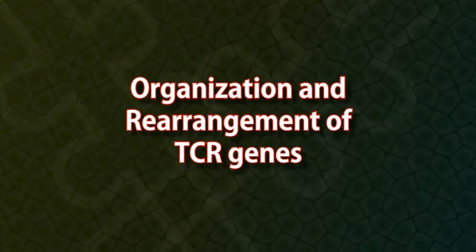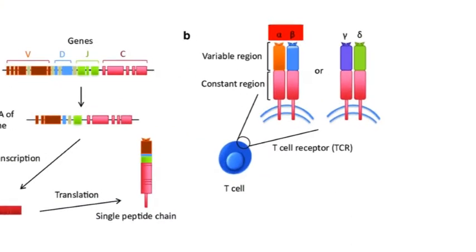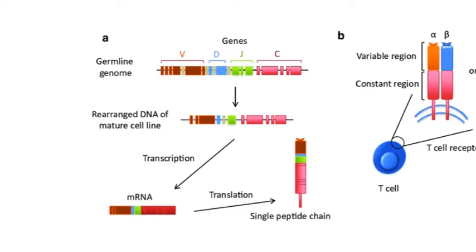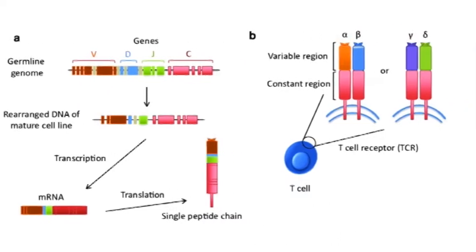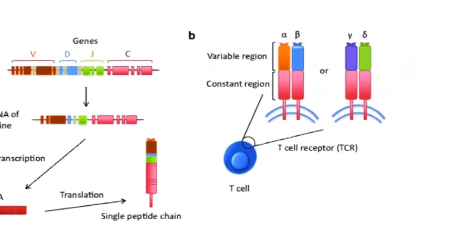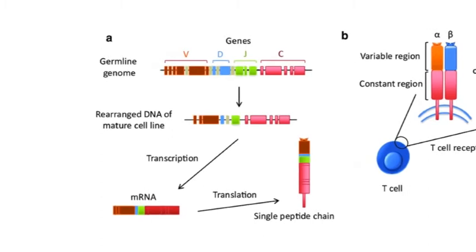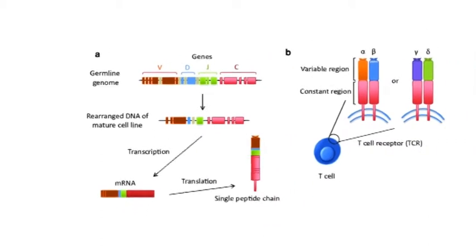Organization and rearrangement of TCR genes. The genes that encode the alpha-beta and gamma-delta T-cell receptors are expressed only in cells of the T-cell lineage. The four TCR loci, alpha, beta, gamma, and delta, in the germline are organized into multi-gene systems. Each locus has multiple gene segments. The alpha and gamma loci have multiple V and J segments, and beta and delta loci have multiple V, D, and J segments. Functional TCR genes are produced by rearrangement of these gene segments.